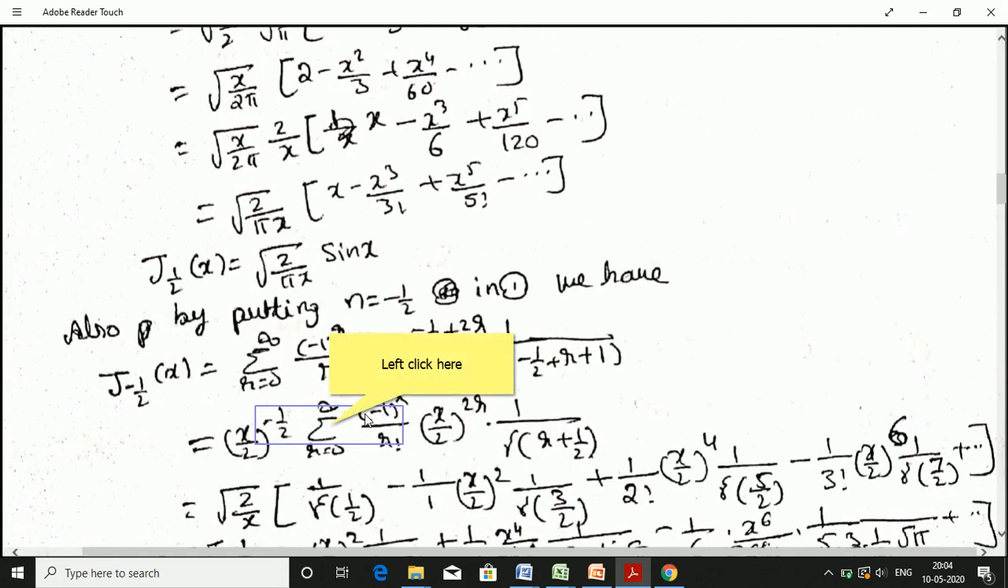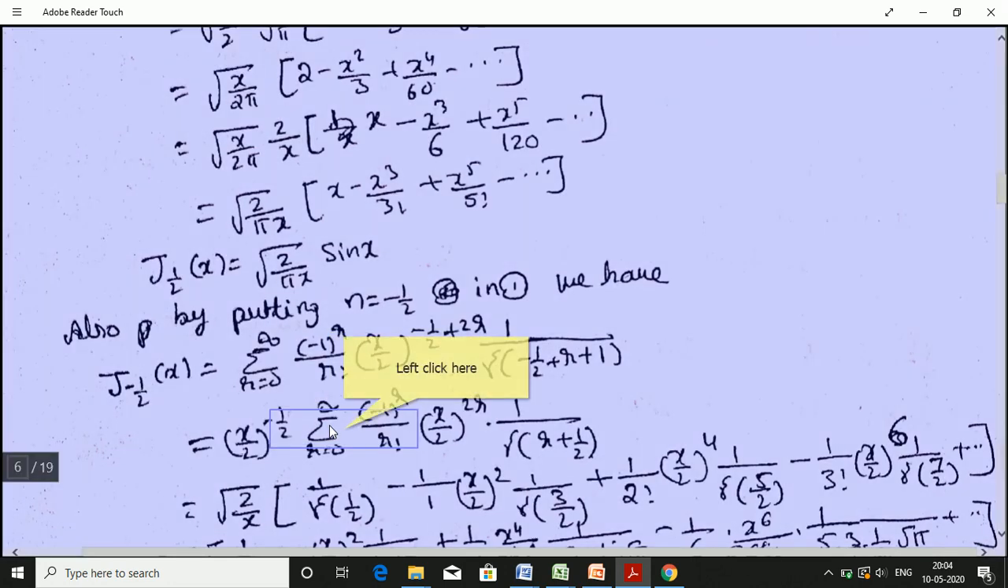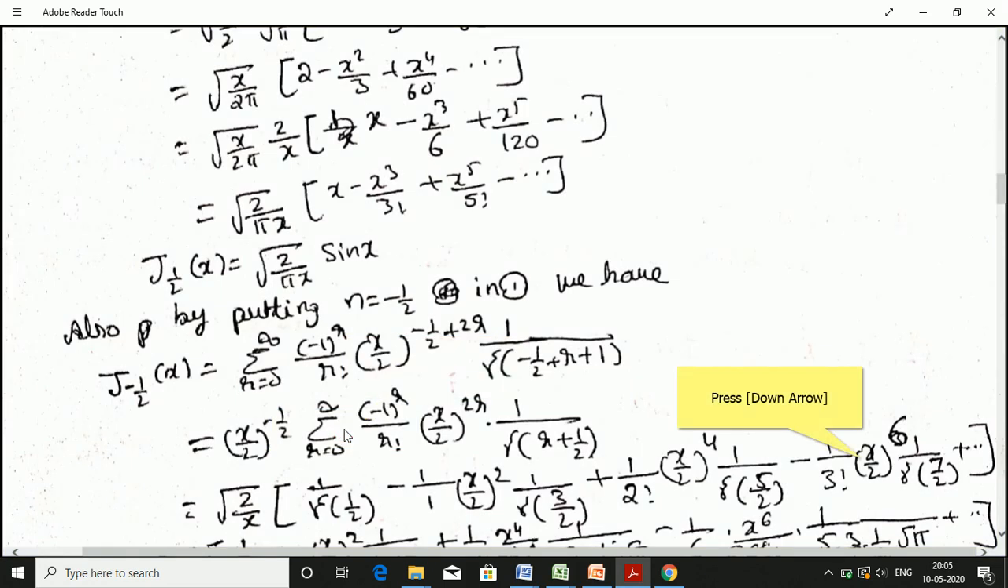To prove the second result, by putting n is equal to minus 1 by 2 in equation 1, we have J minus half of x is equal to sigma r equal to 0 to infinity, minus 1 to the power of r divided by r factorial into x by 2 to the power of minus 1 by 2 plus 2r into 1 over gamma of minus half plus r plus 1. Okay, x by 2 power minus 1 by 2 are taken outside. Remaining is sigma r equal to 0 to infinity, minus 1 power r divided by r factorial into x by 2 to the power of 2r into 1 over gamma of r plus 1 by 2.